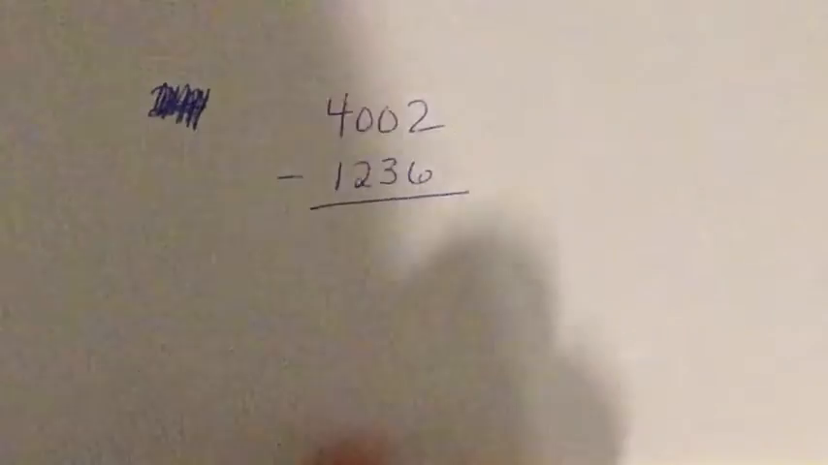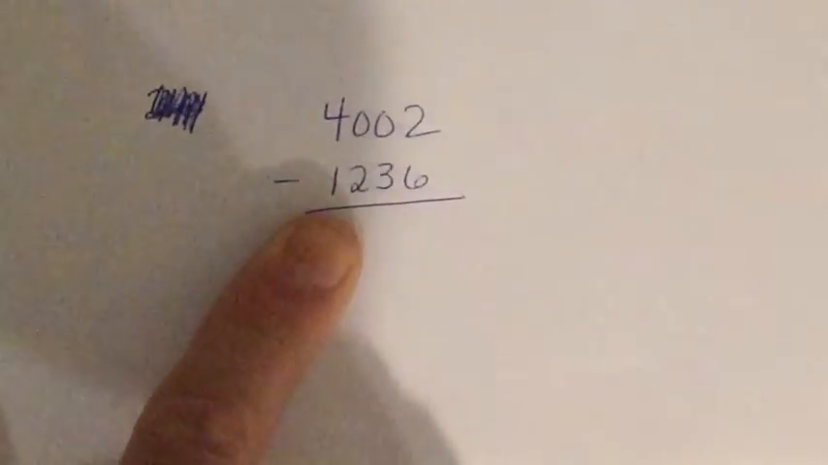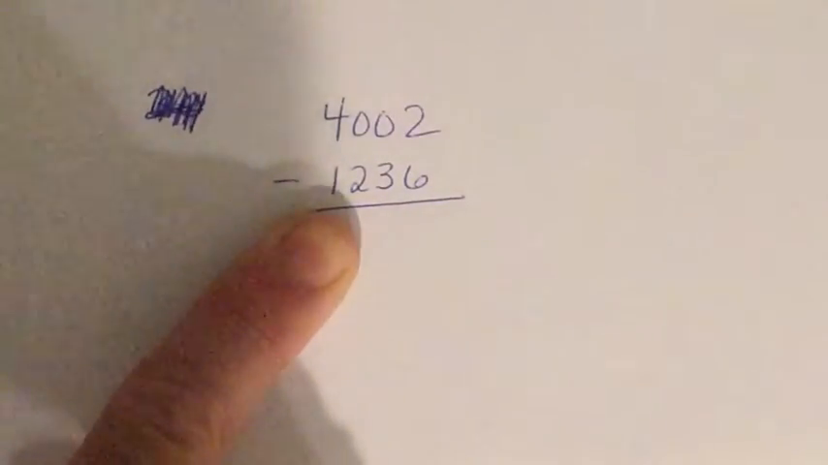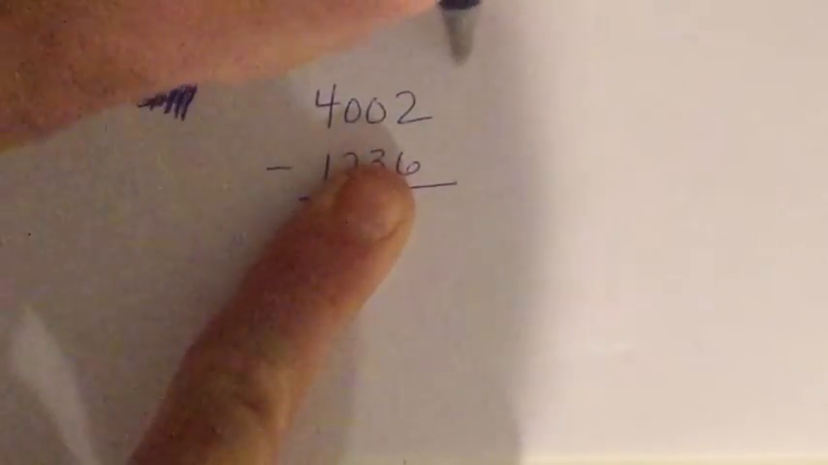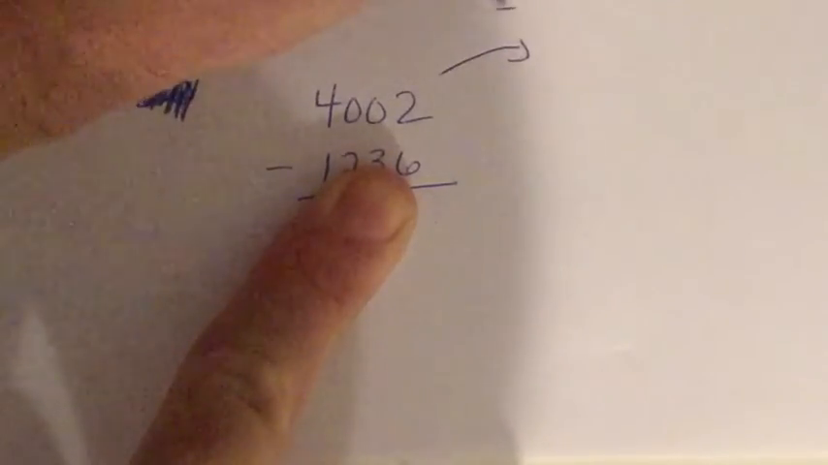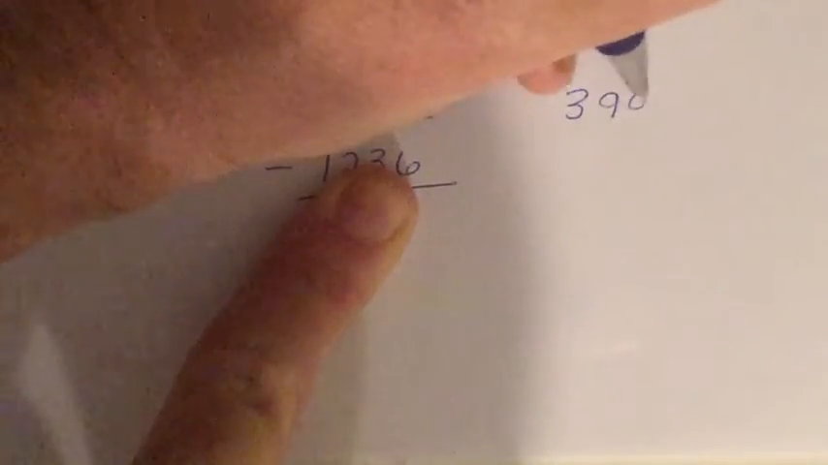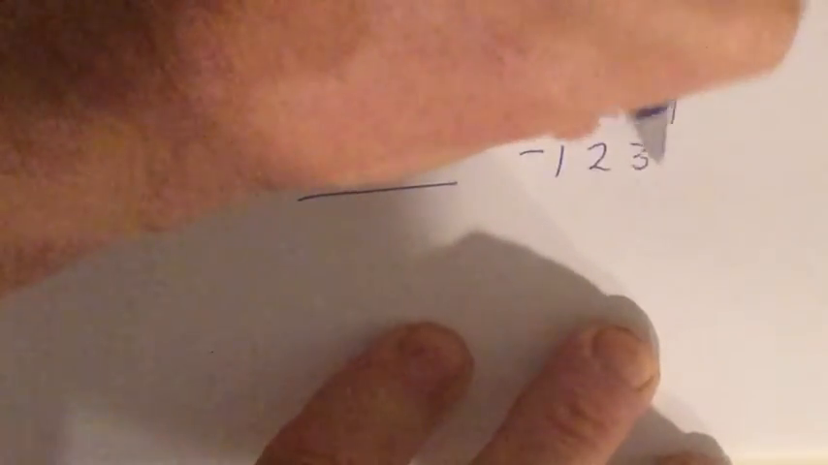Also, I showed them a strategy the other day for something like this. Instead of doing the borrowing way, we can turn that number, 4002, and I could change it by taking 3 away. By taking 3 away, it becomes 3,999. And when I do that, that eliminates all the borrowing I'm going to have to do.